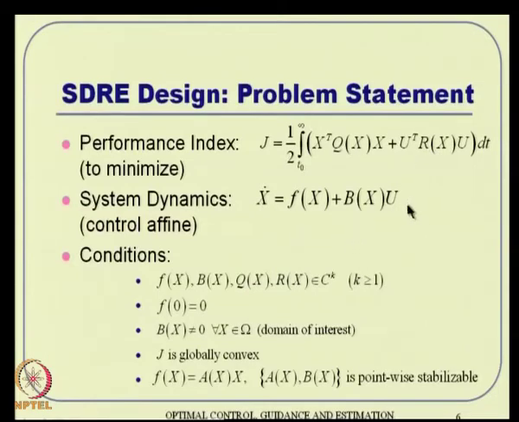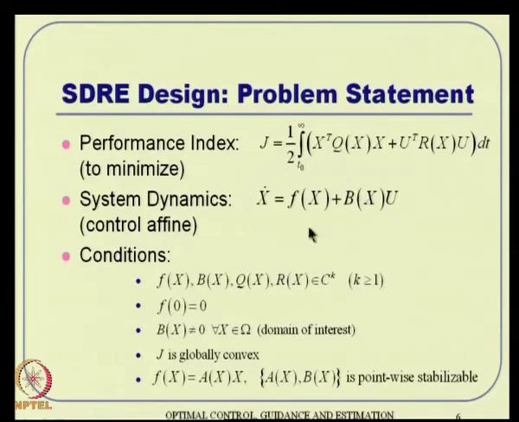Okay. But more important is you should have a system dynamics in this form, which is called control affine form or linear in the control form, typically known as. So, you have all the nonlinearities in the f of x and b of x matrices. F is a vector and b is a matrix, but u, which is the control variable, appears linearly actually. That is a key requirement.